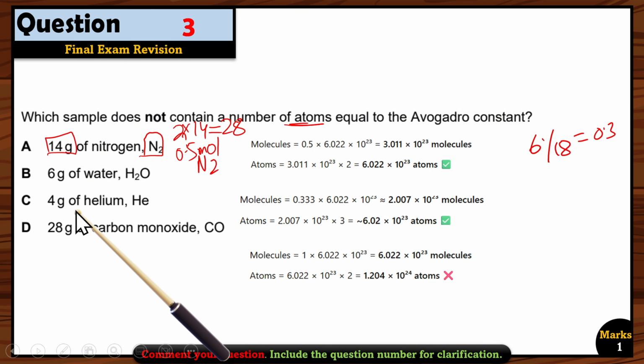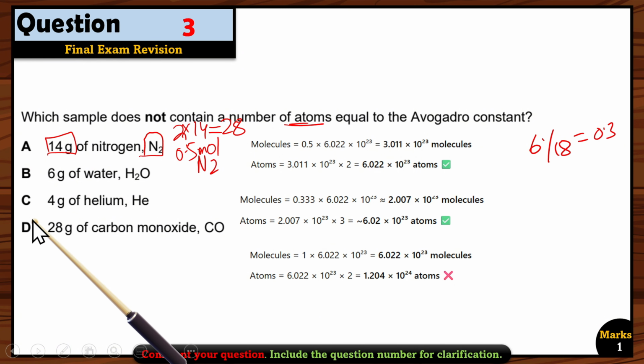Same for the helium. Helium is 4 gram, and if you see your periodic table, 1 mole of helium has a mass of 4 gram, right? So it means it's also 1 mole. So 1 mole will, of course, have the same number of atoms, 6.02 × 10^23. So we are now just left with option D. So option D is the right option.